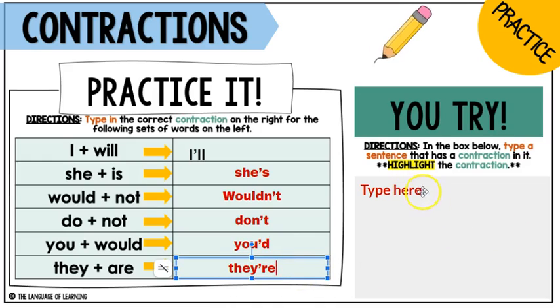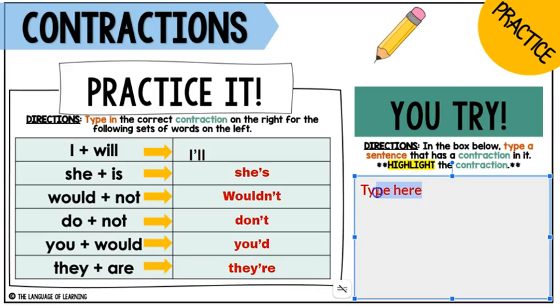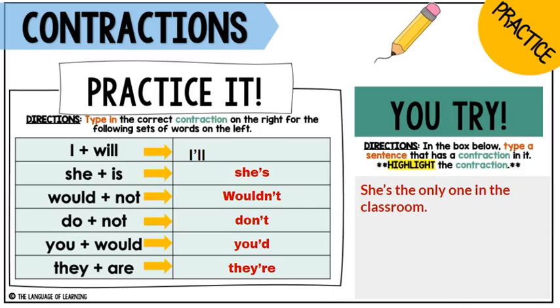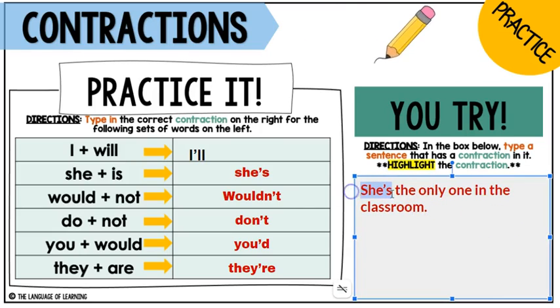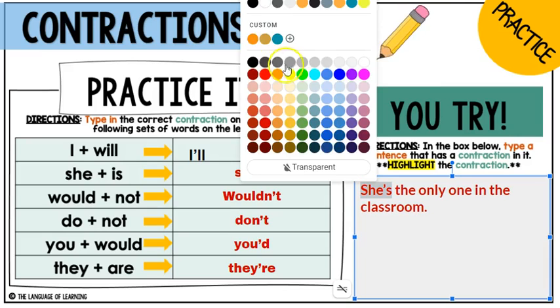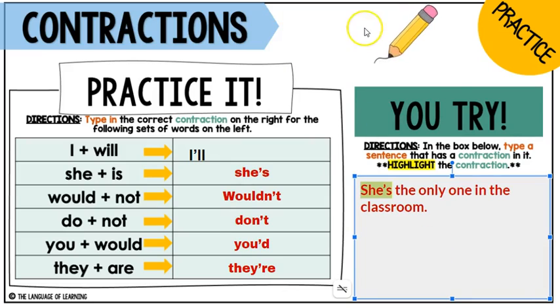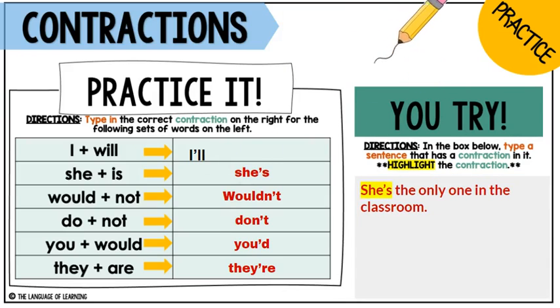So here, we're going to type a sentence that has a contraction in it. She's the only one in the classroom. And then we're going to use... and we highlighted it yellow, she's.